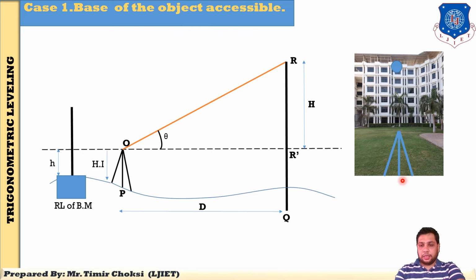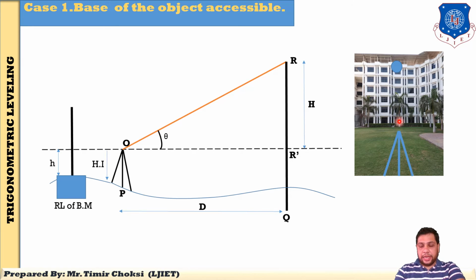It means you can reach this particular point, and you find the elevation of this point, which is our object, but its base is there. Here you know the bottom point of the building. You find the top of the building, but the bottom of the building is our base.